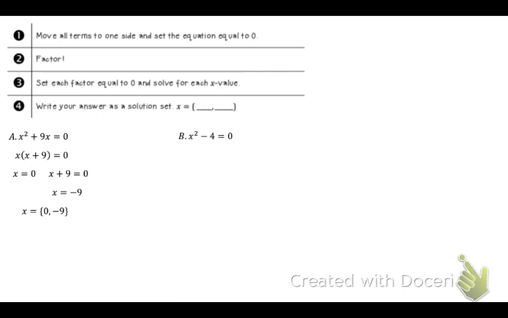Okay, this one. So you could do this the square root method. You'll get the same thing. Just do whichever one you prefer. This is the difference of squares, so you could square root both of these, and that's going to be x minus 2 and x plus 2. So set x minus 2 equal to 0, x plus 2 equal to 0. So x equals 2 and x equals negative 2.